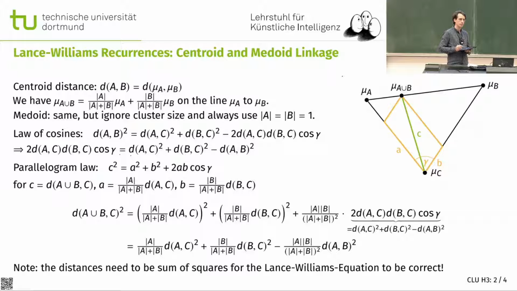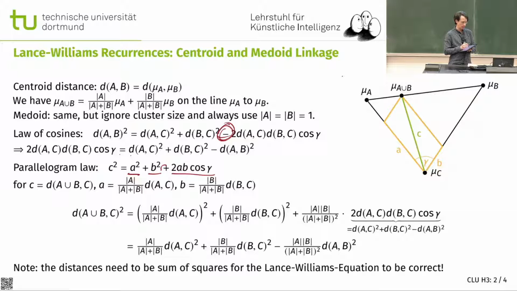And I'm interested in this distance, because that is the distance of my other point C, my other cluster C, to the center of the merged clusters. That's the one that I want to compute. And by the parallelogram law, it's A squared plus B squared plus 2AB cos gamma. Again, the angle plays a role. That is very similar, except that up there I had a minus, and here I now have a plus.